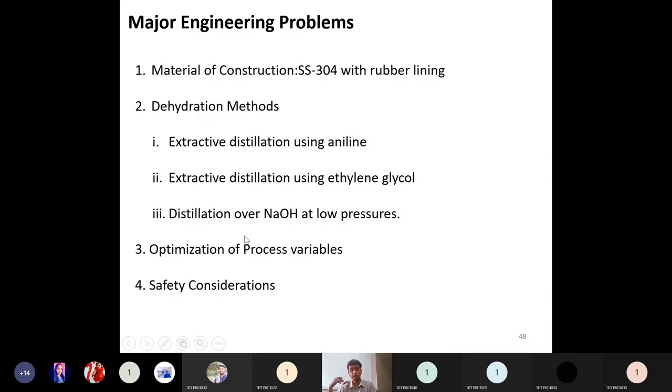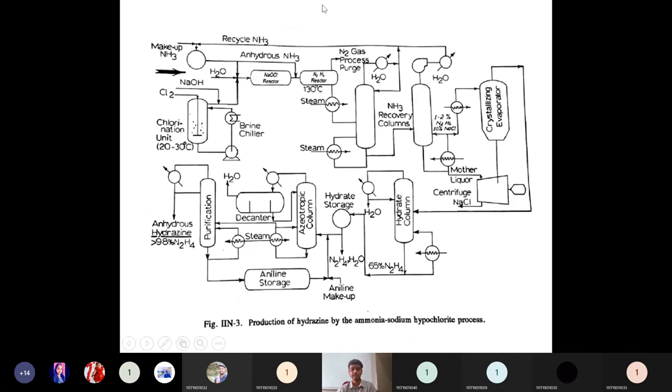We have to suppress this reaction; it is one major engineering problem. The next one is that using excess ammonia will give a higher yield of hydrazine, but it will increase the cost of the ammonia storage tank, and the reactor size will also be very high. So that will add cost. Optimization of process design variables is also very, very difficult.